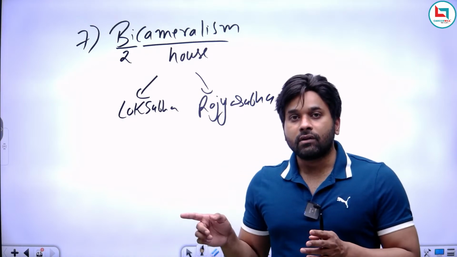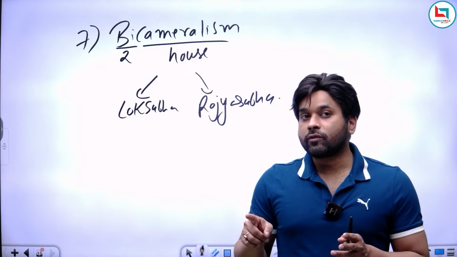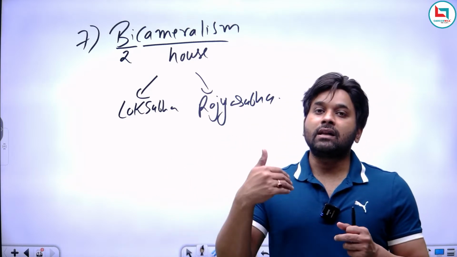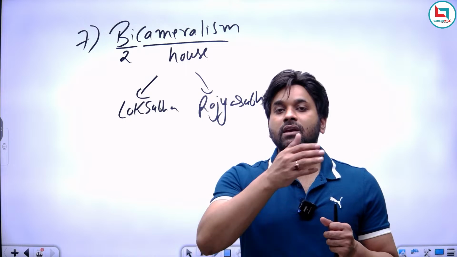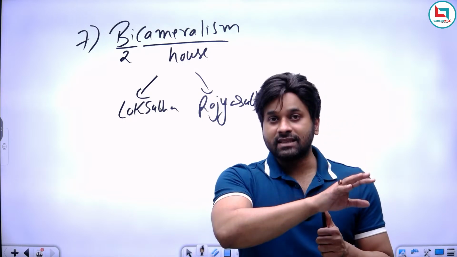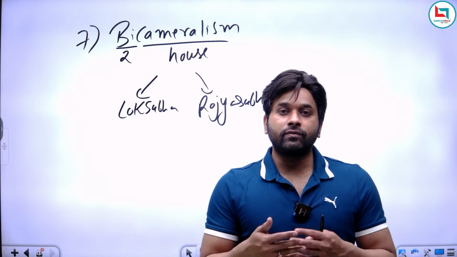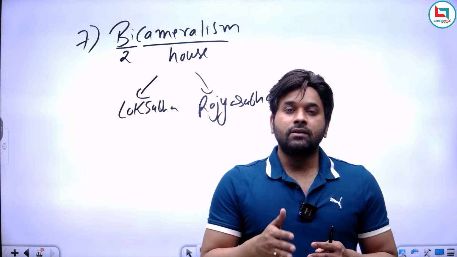So, at the central level, who will represent the interest of the state? Rajya Sabha. It is through Rajya Sabha that states can represent themselves at the center. Okay, so Rajya Sabha represents the interest of the state. Rajya Sabha protects the interest of the state.